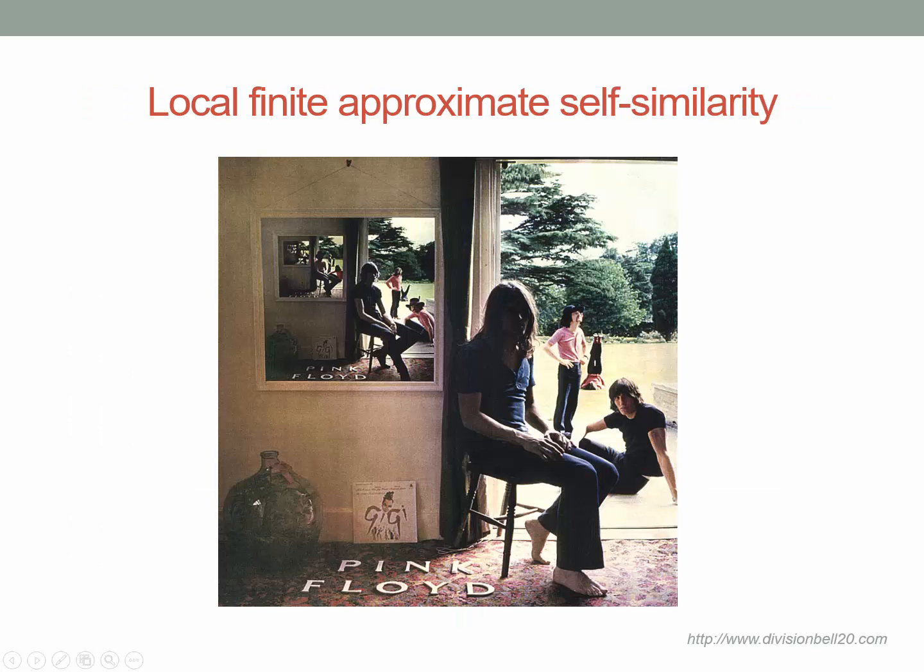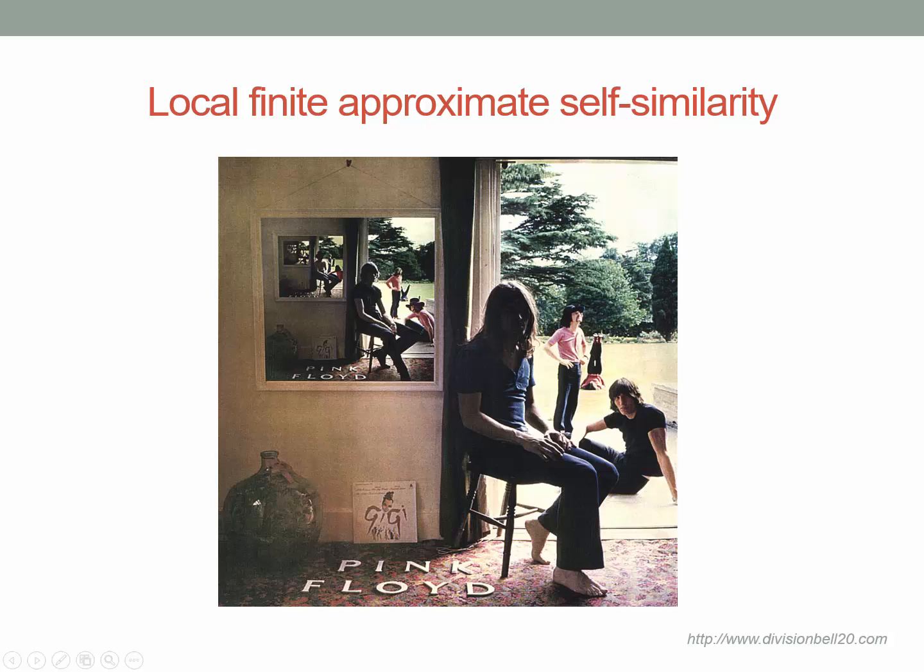So, just to try this out in a couple of examples, here is the cover of the Pink Floyd album Ummagumma. It has local, finite, approximate self-similarity. That is to say, first of all, the self-similarity that we're seeing is not global. If we look at the trees in the background, we're not seeing a smaller copy of the album cover. It's only when we look at the picture in the wall that we see the album cover repeated.